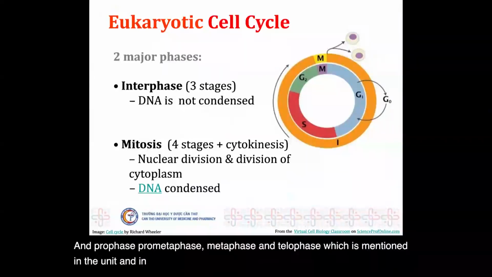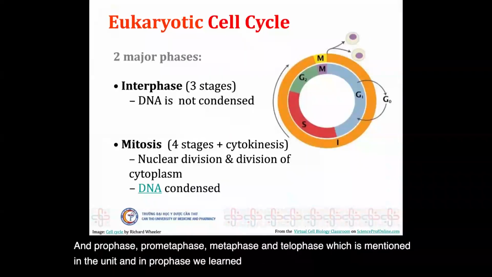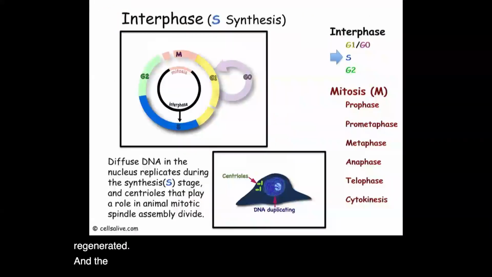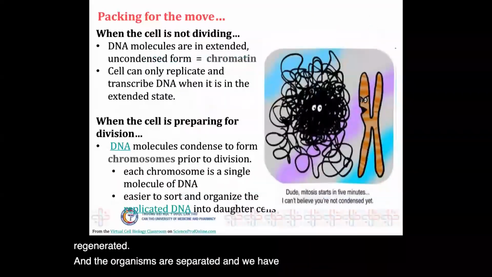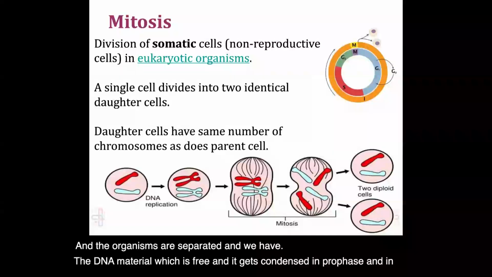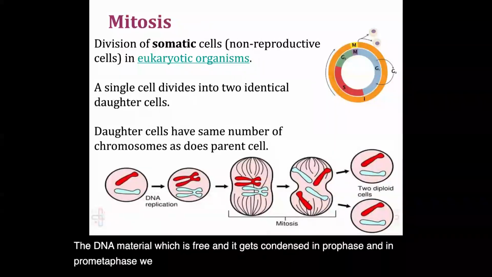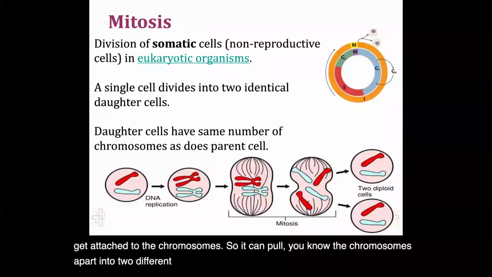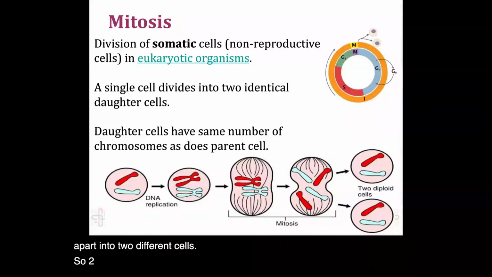In prophase, we learn that the nuclear membrane degenerates, and the organelles are separated, and the DNA material, which is free, gets condensed. In prometaphase, we can see the spindle fibers forming and trying to attach to the chromosomes, so they can pull the chromosomes apart into two different cells, to two different poles, to be honest.